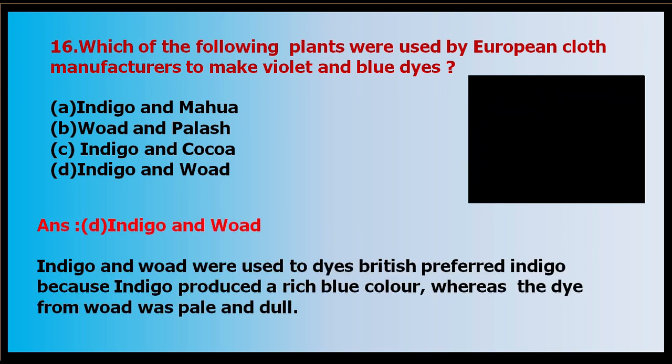Indigo and woad were used as dyes, and the British preferred indigo because it produced a rich blue color. So this is why it was in great demand in European countries, while the dye from woad was pale and dull. So basically two plants were used, indigo and woad. Woad was produced in Europe and indigo was produced generally in the colonies. So these two plants were used to make the dyes.